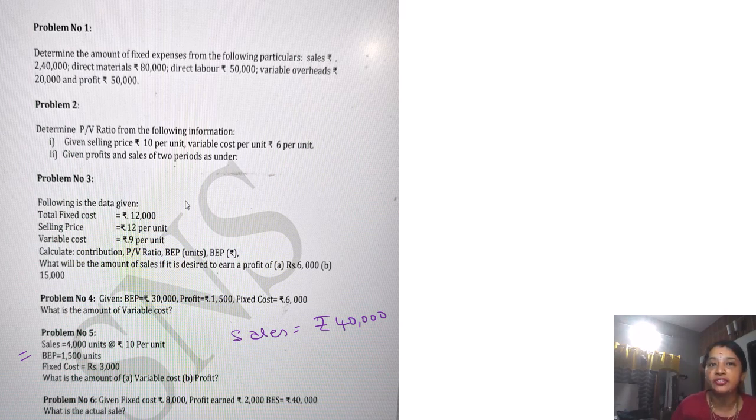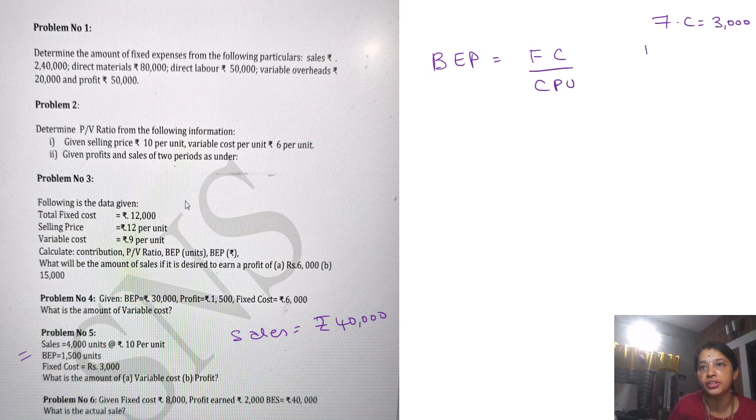Here we take the formula for break-even point. What is the formula? Fixed cost divided by contribution per unit. What is the information they have given? Fixed cost is rupees 3,000. They have also given break-even point in units to be 1,500 units. Then you have to find out variable cost.